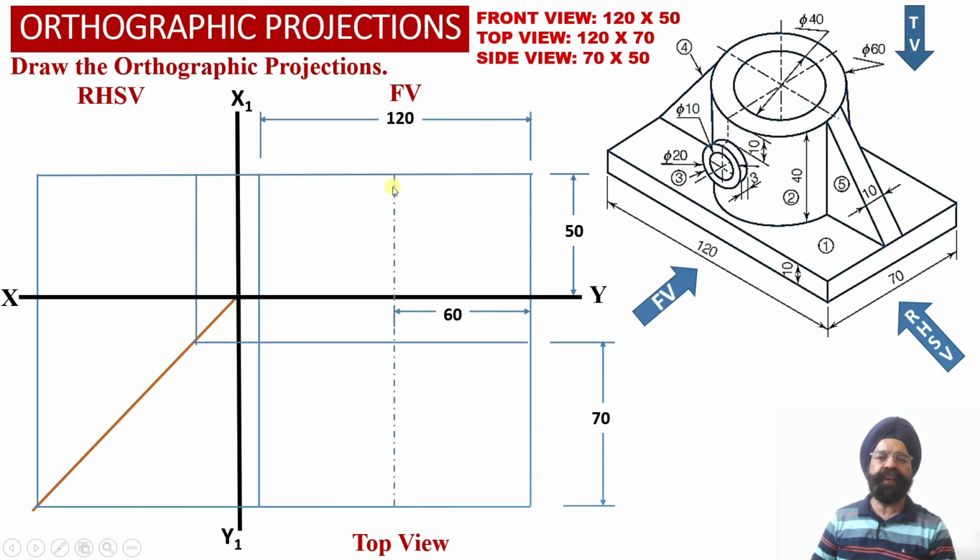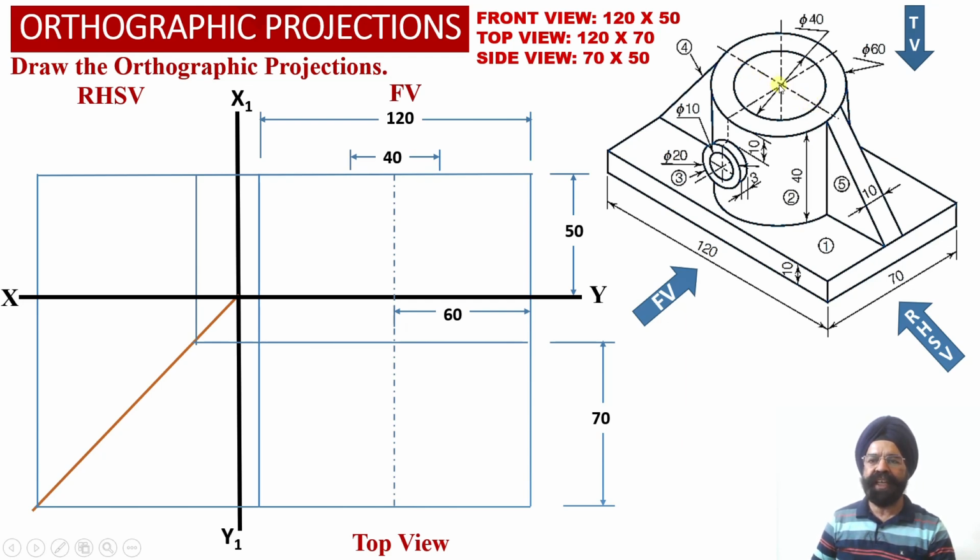Now a center vertical projector line has been located into the front view projections, and the center vertical projector line has been appropriately extended into the top view projections over here. Now we know that this hollow cylinder, it is having internal diameter of 40 millimeter. So from the center point, now we have to locate these two end points of the diameter into the front view orthographic projection over here.